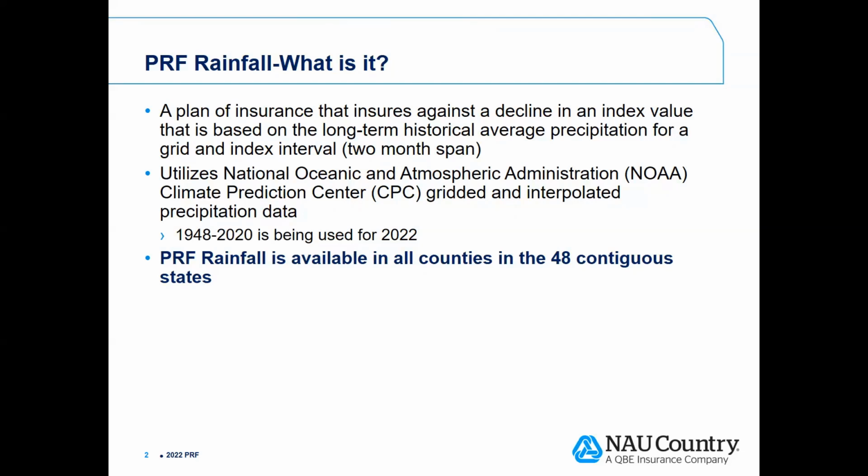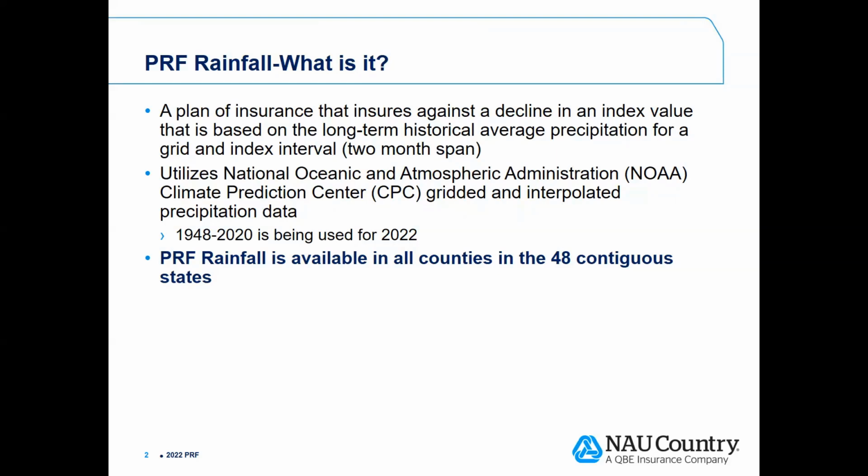But we do anticipate changes to the program. Don't really have an idea, honestly, right now what those could be. But like I said, the changes this year were minimal. The one big change they did make, changing the sales closing date to December 1, I think was a very good change. But with that, PRF, what is it? It's a single peril lack of rainfall only policy.